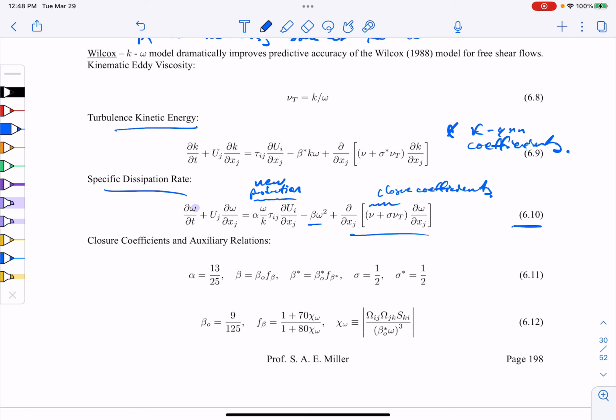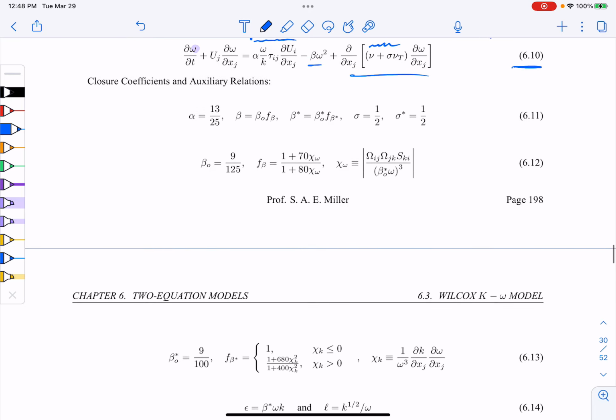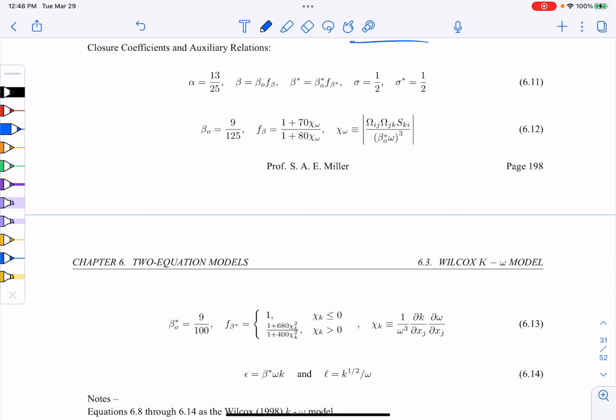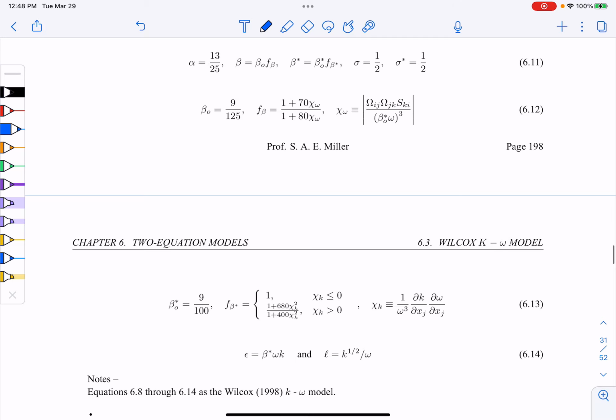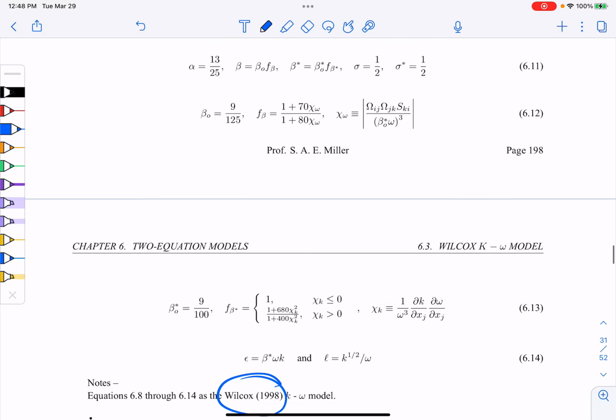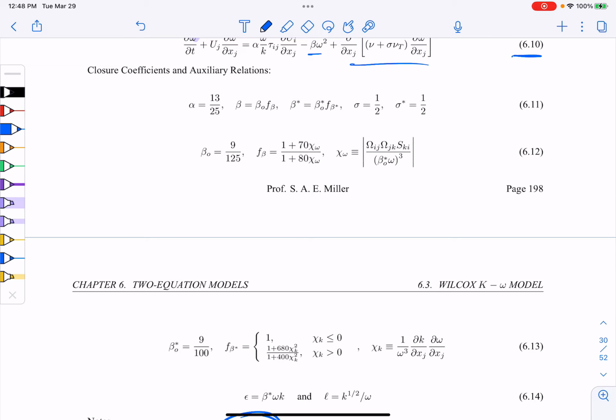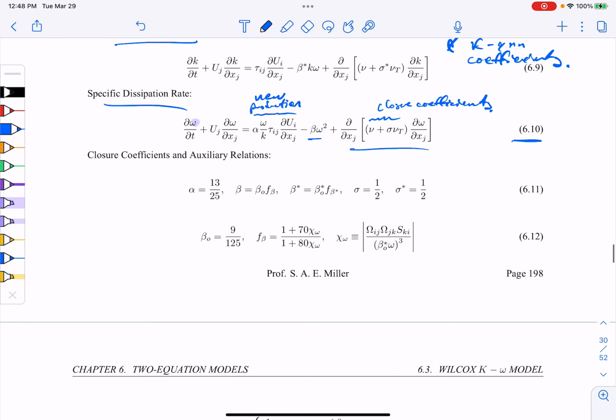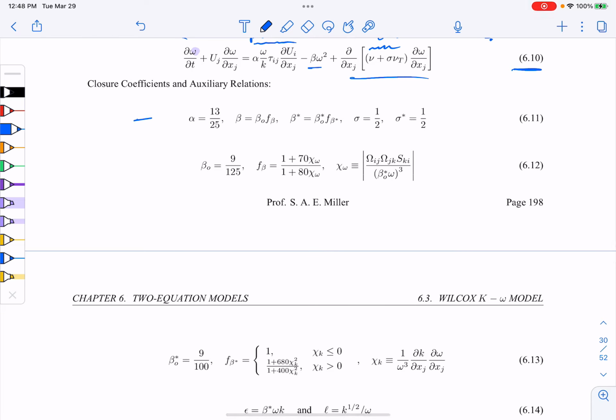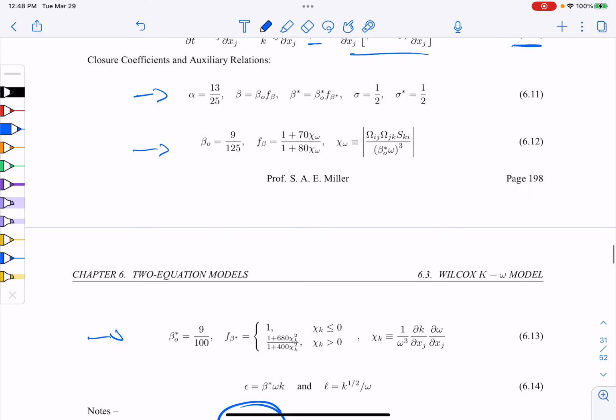And just to summarize his model, these are the closure coefficients and auxiliary relations for, I think, his 1998 model. So this is one that's probably the most accepted and calibrated. And it's also elegant. And you can see, well, really we only have a few closure coefficients, and here they are, and some auxiliary relations. And you might say, well, this is great, but how do you find these?